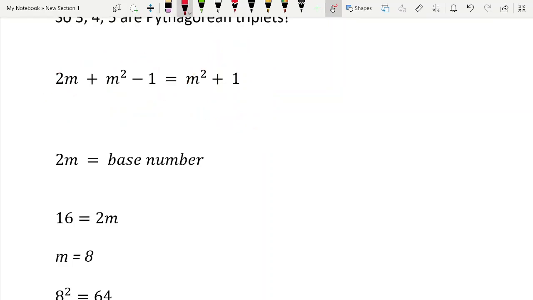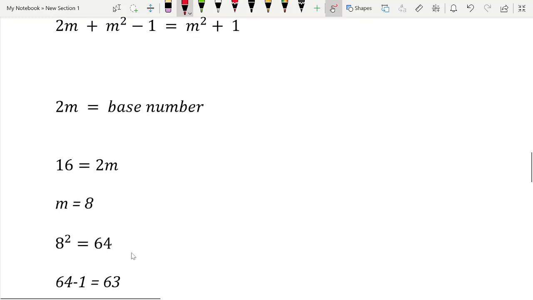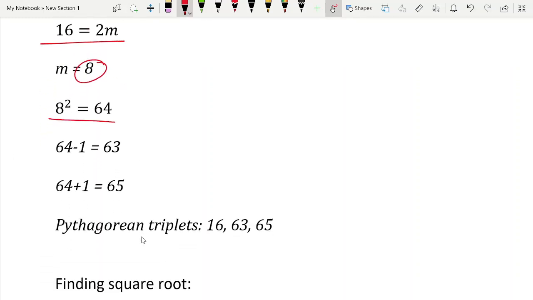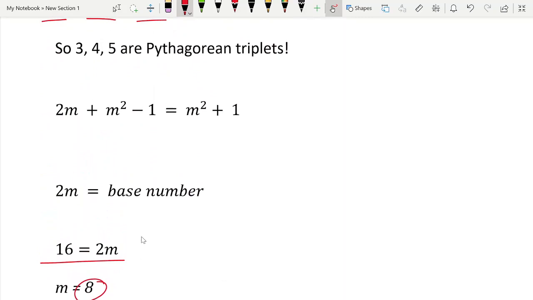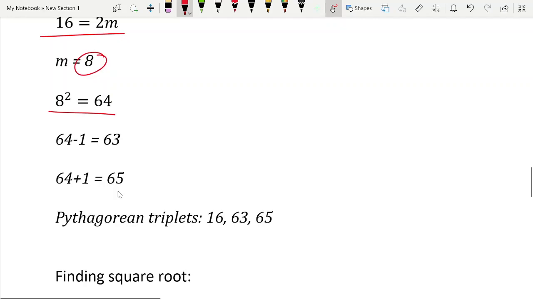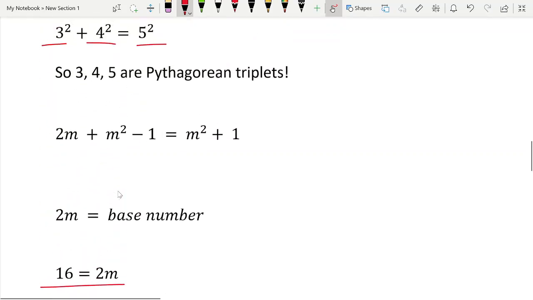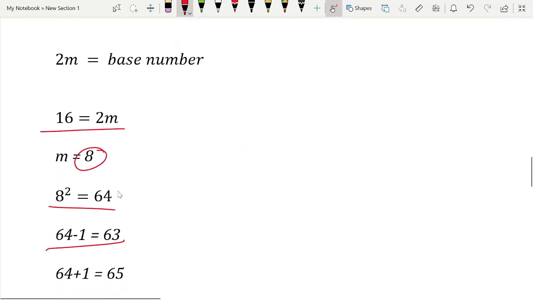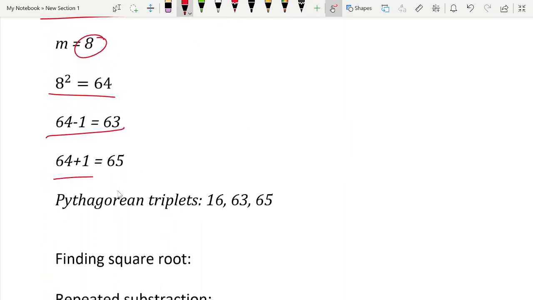So if we have 16, for example, then 16 will be equal to 2m and m will be equal to 16 by 2, which is 8. Then 8 square is 64, because it says over here 2m is 16, m square minus 1 is 64 minus 1, which will be 63, and then solving for the third number, 64 plus 1 will be 65. So the Pythagorean triplets are going to be 16, 63, and 65.